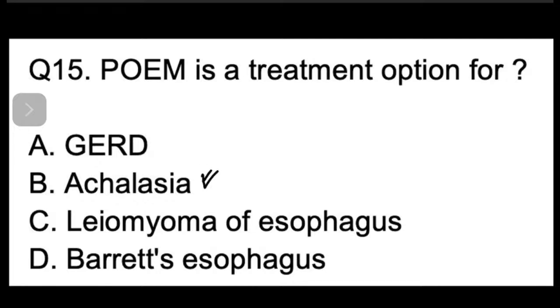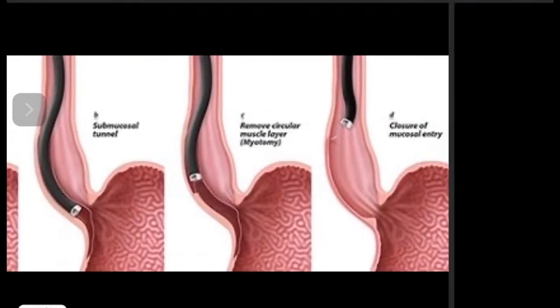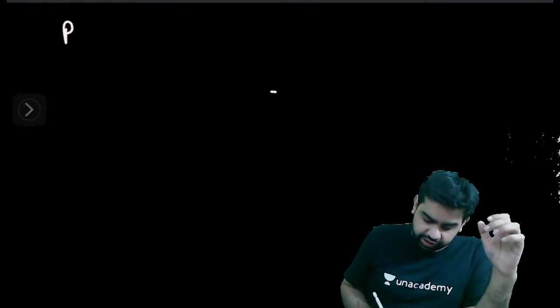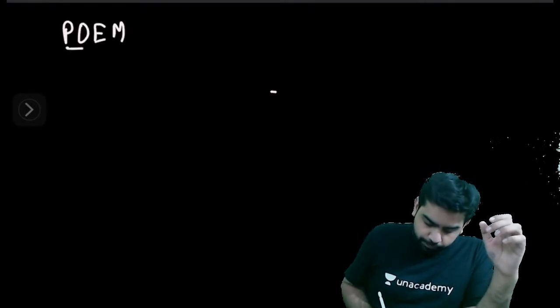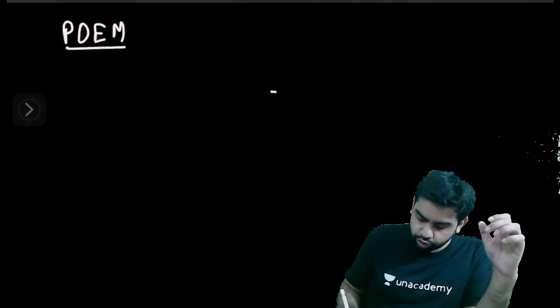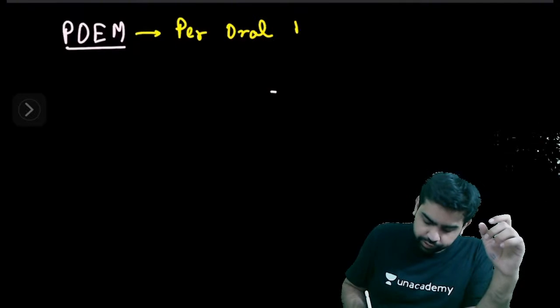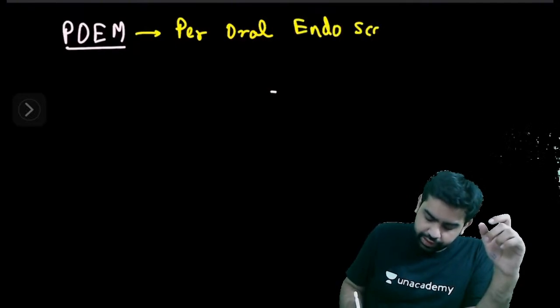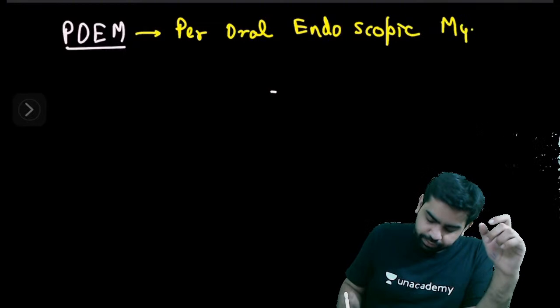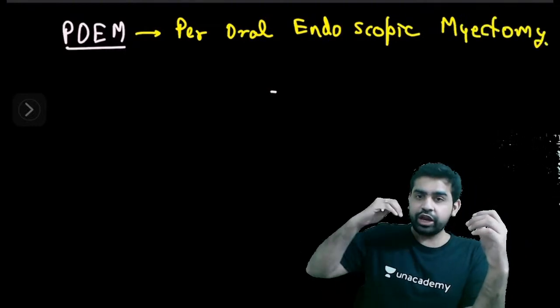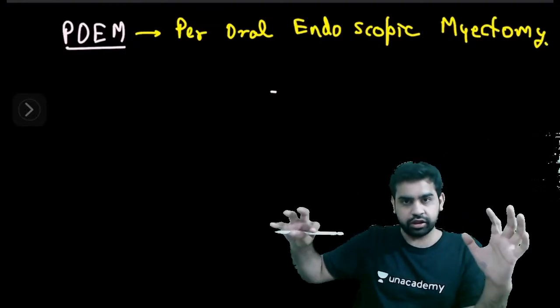Where do you go in for a POEMS procedure? POEMS procedure is something which is preferred for your achalasia cardia. Now, what is this POEMS procedure, guys? POEM basically stands for per oral endoscopic myectomy. So this has already been asked, and I'm sure 99% of you must be knowing this. What you're basically doing is going through a per oral route and resecting that particular muscle layer. That is what a POEMS procedure is.